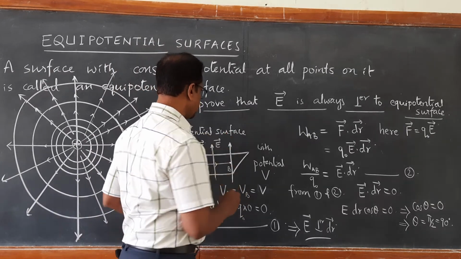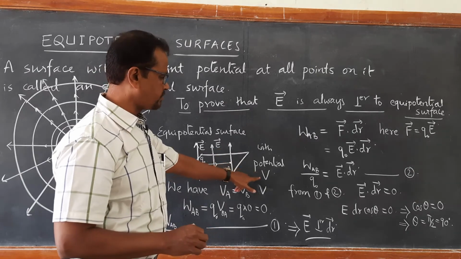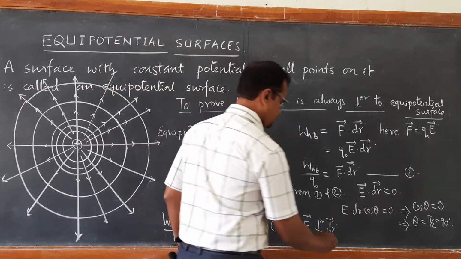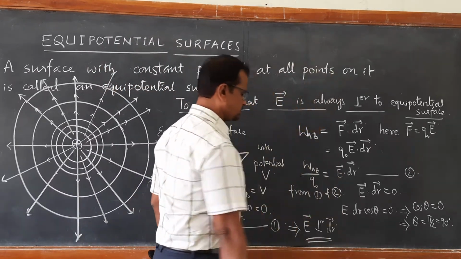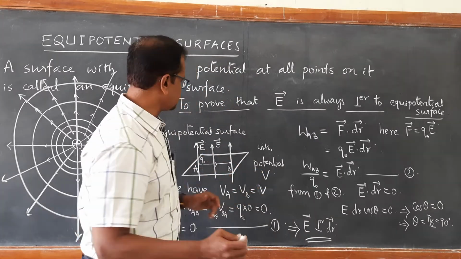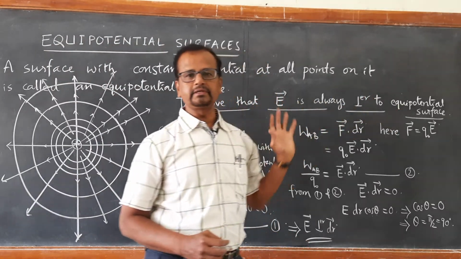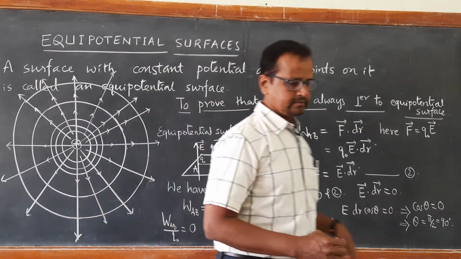So, this is how one can prove it by taking a plane surface having one common potential V. Therefore, the electric field is always perpendicular to dr and it is always perpendicular to the equipotential surface. Thus, we prove that E is always perpendicular to the equipotential surface. Okay.